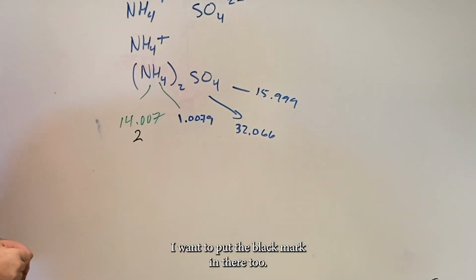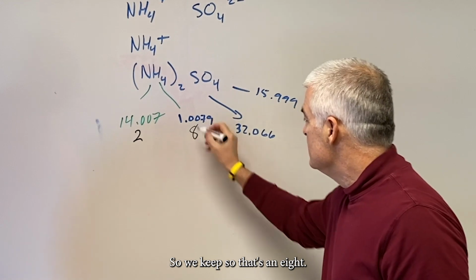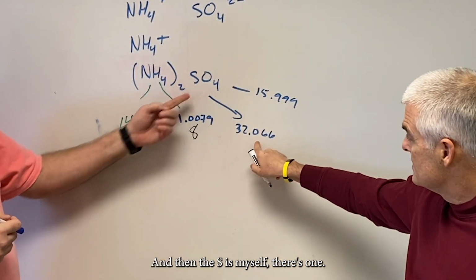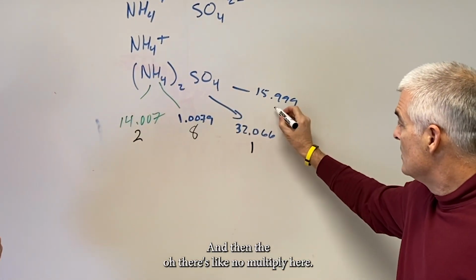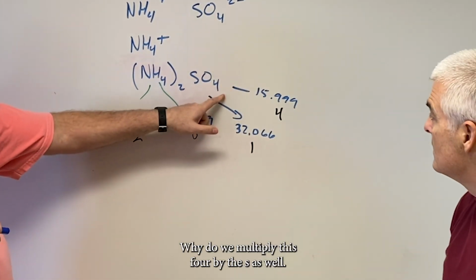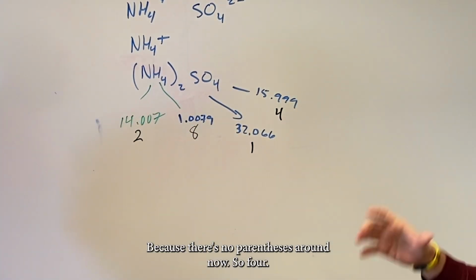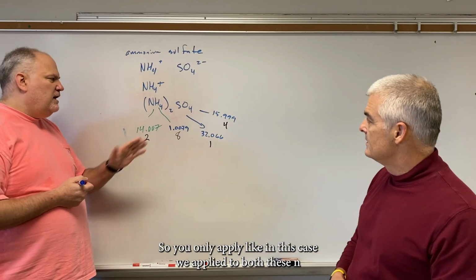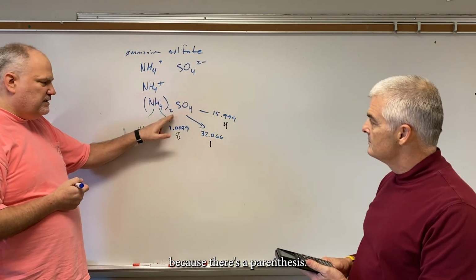So that's an 8. And then for the S, he's by himself, there's 1. And then the O, there's no multiplier here, this is 4. Well, hold on a second. Why didn't we multiply this 4 by the S as well? Because there's no parentheses around SO4. In this case, we applied the multiplier to both these things because there's a parenthesis around them.